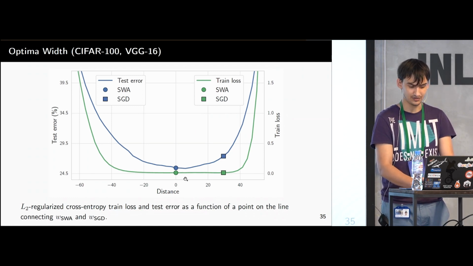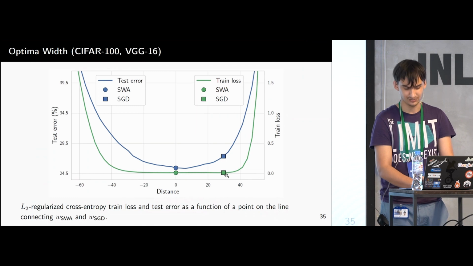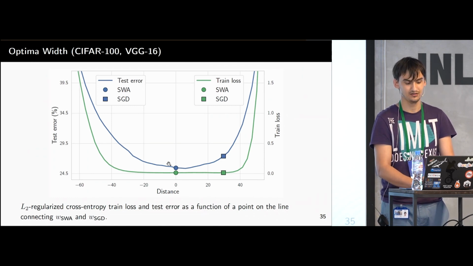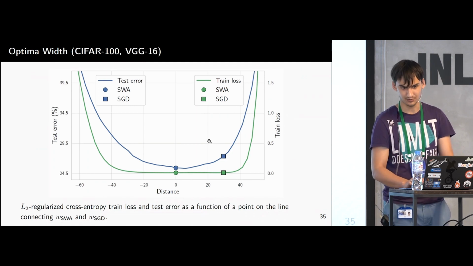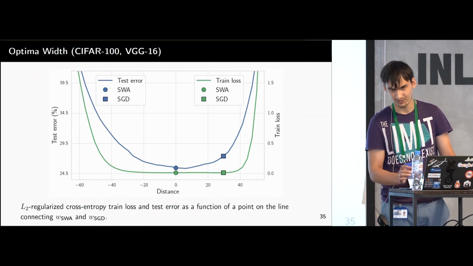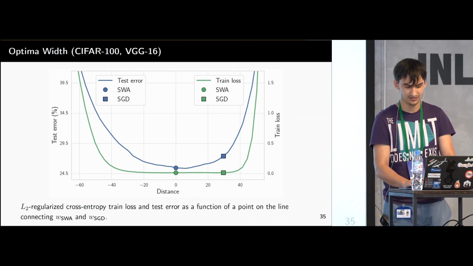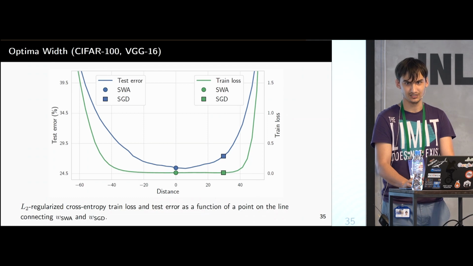And for SWA, it goes right in the middle of this plateau. So if you go to the left or to the right, the loss does not increase very fast. And in this case, it coincides with the optimum for the testing loss along this curve. Of course, this is just one curve. It is not the global optimum for the test loss. So there is nothing magical here, but still, along some curves, it is a rather good point.